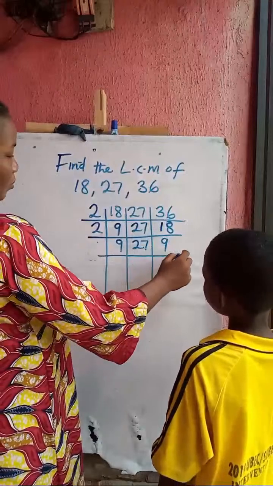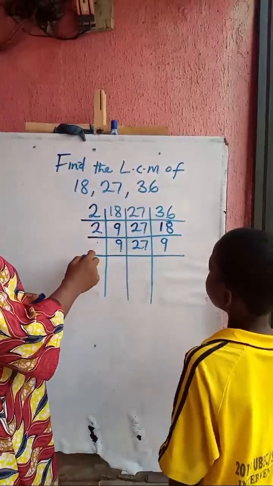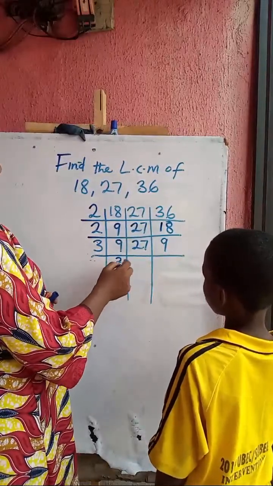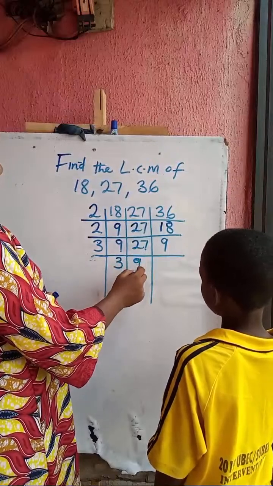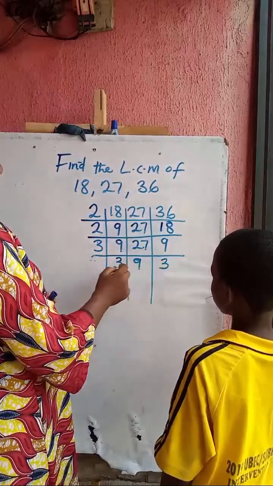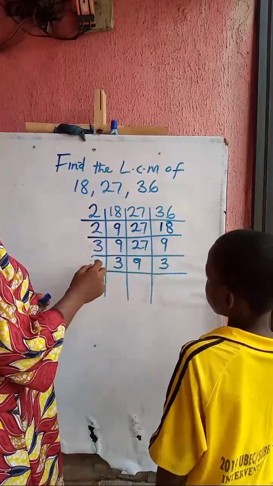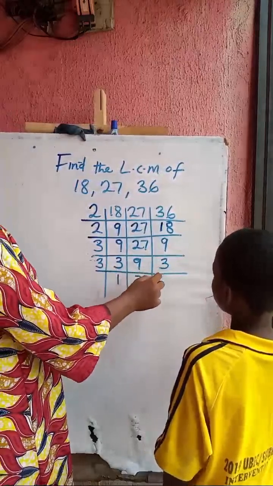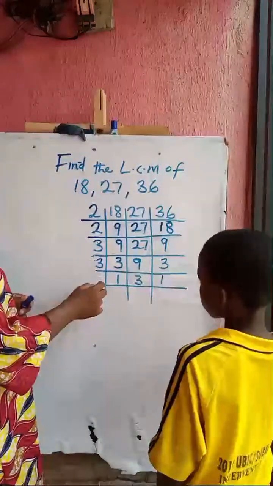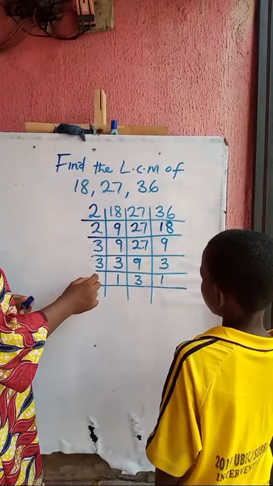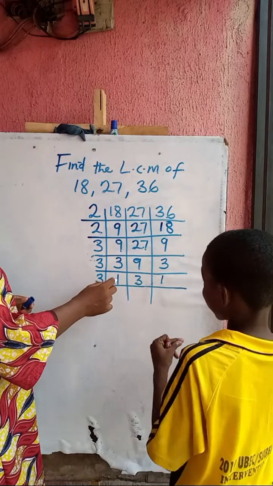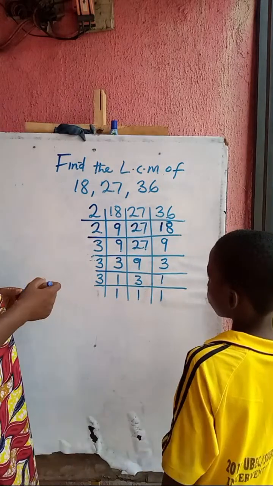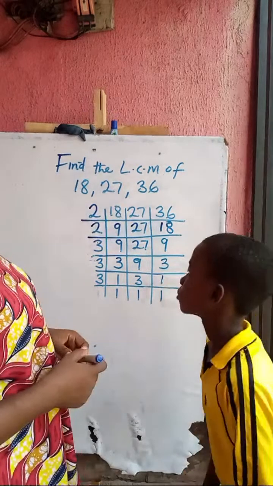What factor is going next? 3. 3 into 9 is 3. 3 into 27 is 9. 3 into 9 is 3. What factor is going again? 3 can go. 3 into 3 is 1. 3 into 9 is 3. 3 into 3 is 1. What factor can go? 3. 3 into 1 is 1. So we have gotten our factors for 18, 27, and 36.